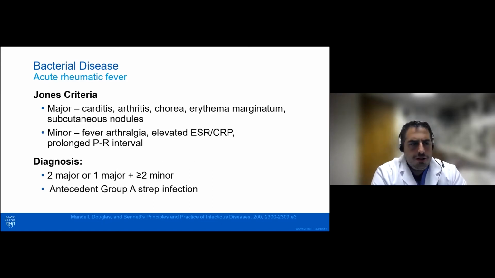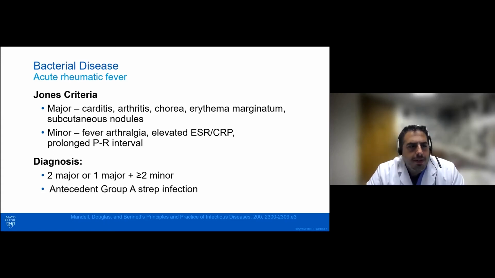There's something called the Jones criteria. This is different than the modified Duke criteria for endocarditis. This is Jones criteria for acute rheumatic fever, and there's major and minor criteria. So the major, remember, as I mentioned, what do those antibodies attack? We talked about the heart, so you could see carditis or valvulitis. We talked about the joints, so arthritis.